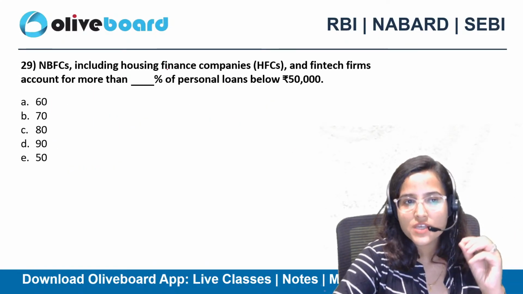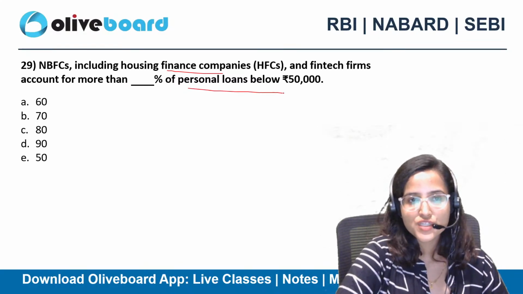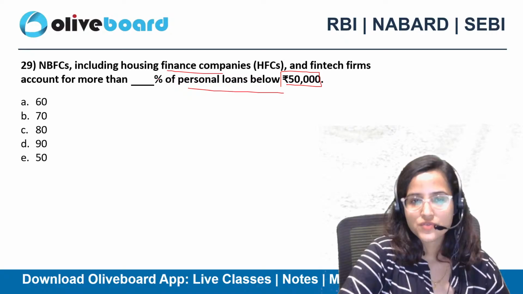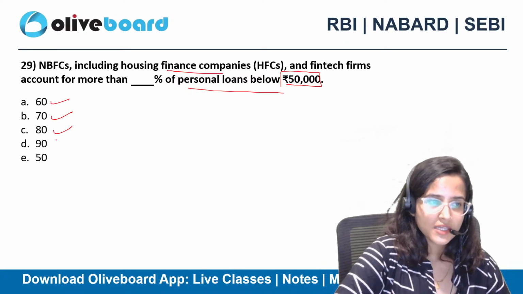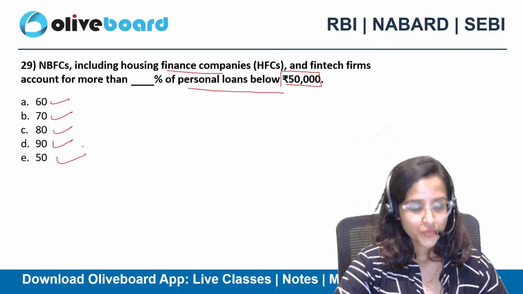NBFCs, including housing finance companies and fintech firms, account for more than dash percentage of personal loans below 50,000. 60, 70, 80, 90, or 50. 29th question.